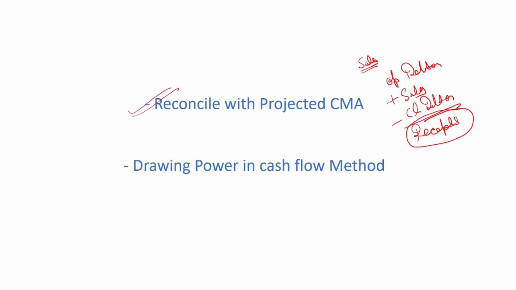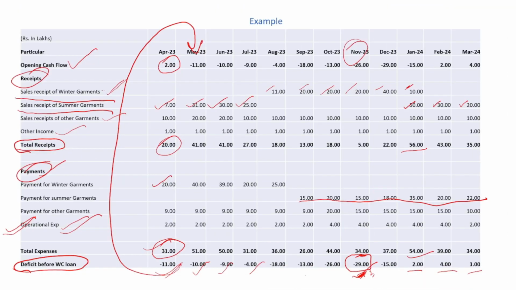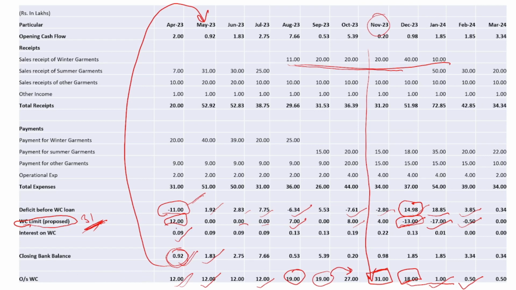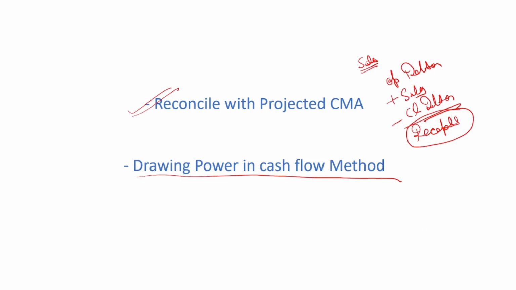Okay, then drawing power in the cash flow method. Drawing power in the cash flow method is set considering the deficit in each month. In this month we have allowed only 12 lakhs. Why? Because the company needs only 12 lakhs. Why should we allow the whole 31 lakhs limit? We will allow it gradually when the business needs it, and after that we will reduce the DP accordingly when the business has a surplus. So this is how we set the drawing power in the cash flow method.